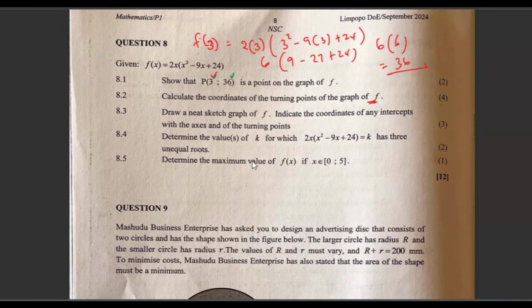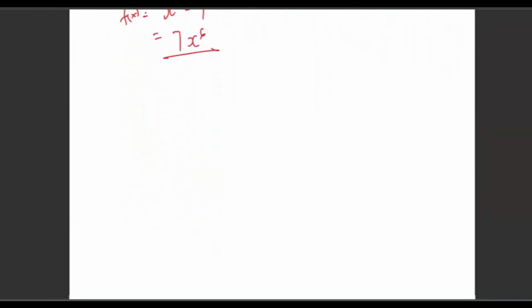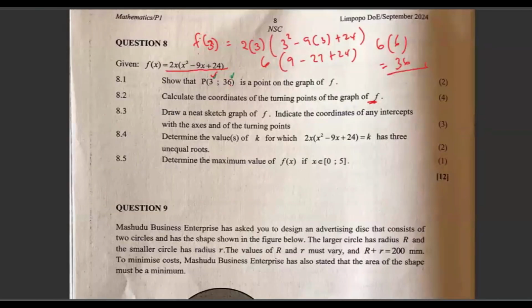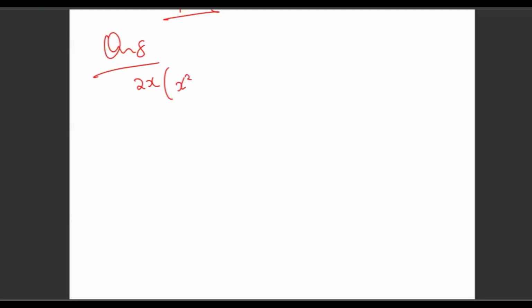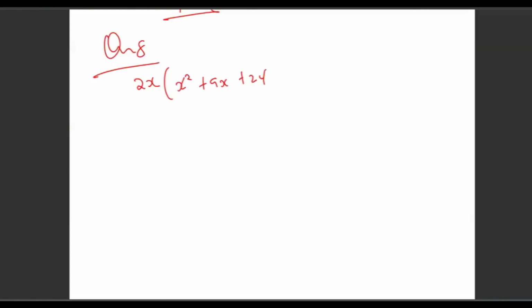So for us to get the turning points, we need to get the first derivative of this. But let's start by opening it up. So this is question 8. Opening that up, remember, it's 2x into x squared minus 9x. Is it a plus or a minus? It's a minus. Opening this up, we have 2x cubed minus 18x squared plus 48x. That is our cubic function.